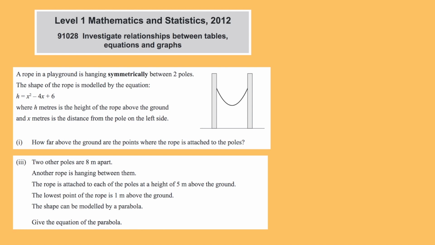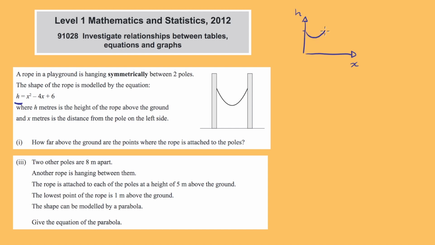You may want to pause the video here to have a chance to read the question yourself and think about what you would do. There is really no point starting a question before you understand what the variables are, so let's have a look. The first thing you notice here is that the equation uses an h instead of a y because it is used to model the height of the rope above the ground. X is the distance from the pole on the left, so if we translate this into usual graph language, the left pole represents the y-axis.